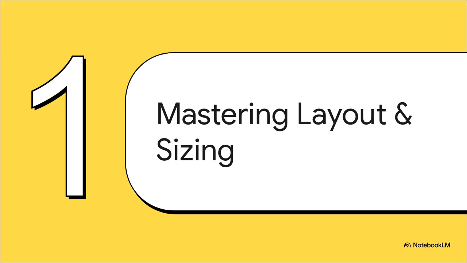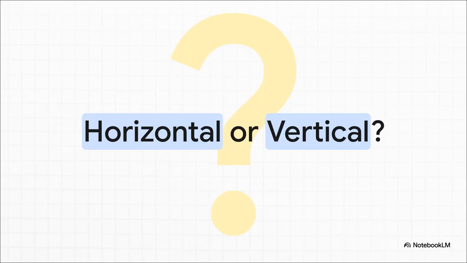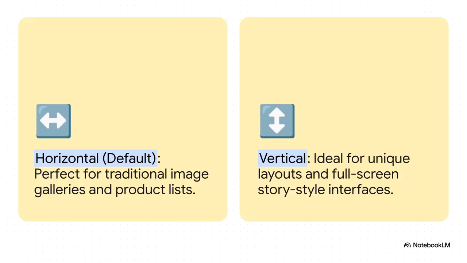Okay, first things first. Every great UI starts with a solid foundation. So let's start by mastering the carousel structure, focusing on its layout and how we get items to snap perfectly into place. And really, the first big decision you have to make is all about the flow. Do you want your users swiping side to side, or are we going up and down? Now, horizontal is the classic choice, right? It's perfect for things like product lists or photo galleries, but check this out. Flipping it to vertical totally opens up some really creative possibilities.